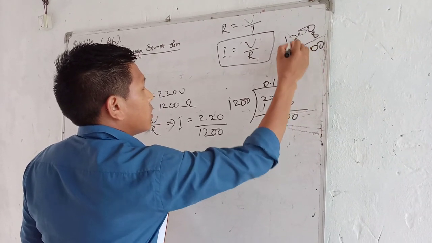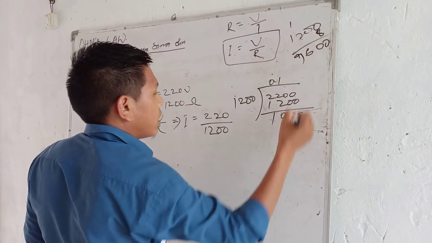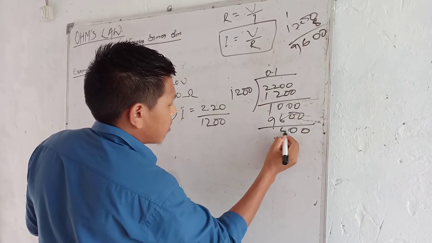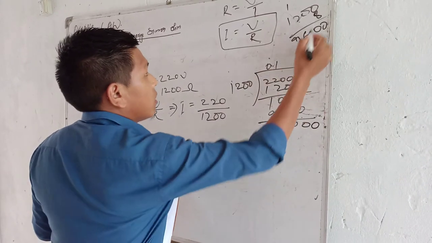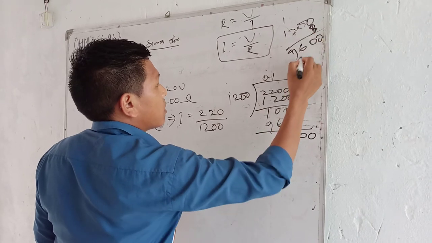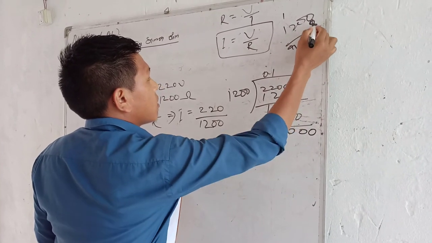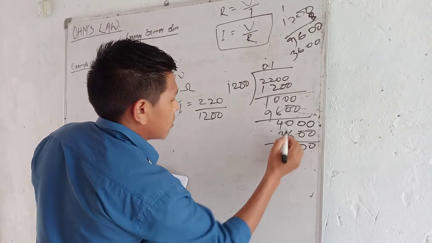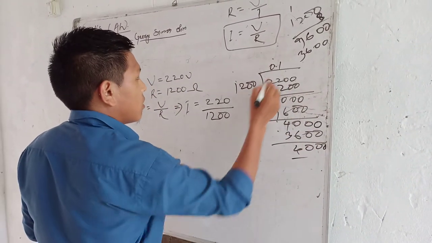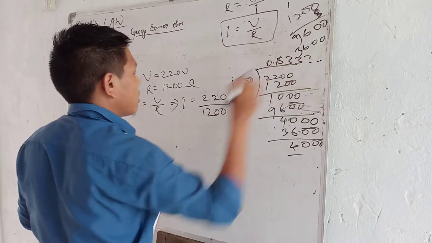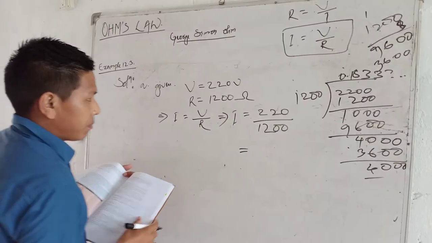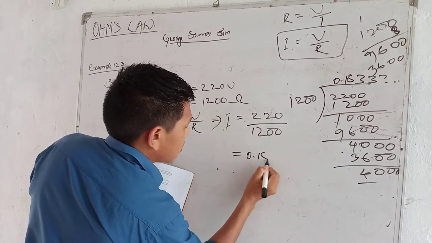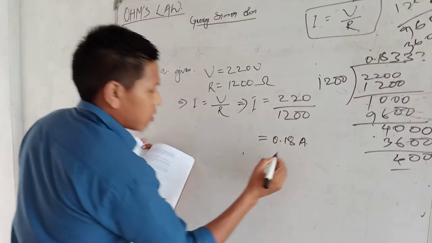Multiplying, 2 is 16, 1 into 8 is 9600. Then 3 multiply, 3 multiply, 3 is 6, 3600, 3 3 3 3 3 in a whole. This is equal to current is equal to 0.18 ampere. So this is your answer.